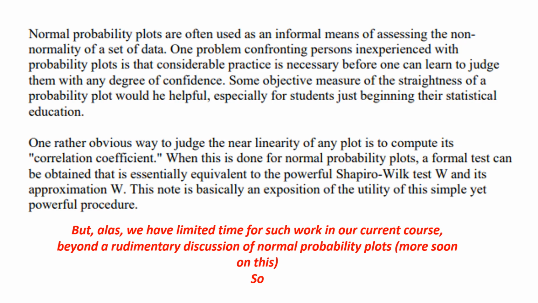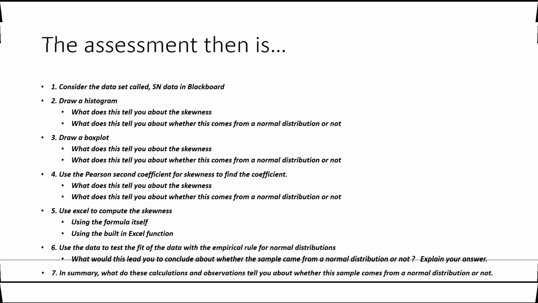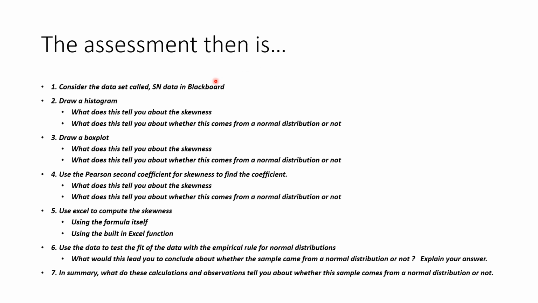So, let's turn to the assessment then. I am giving you a data set. It is called SN Data in Blackboard, the syllabus tab. I'm asking you to draw a histogram. What does this tell you about the skewness? What does this tell you about whether this sample came from a normal distribution or not?